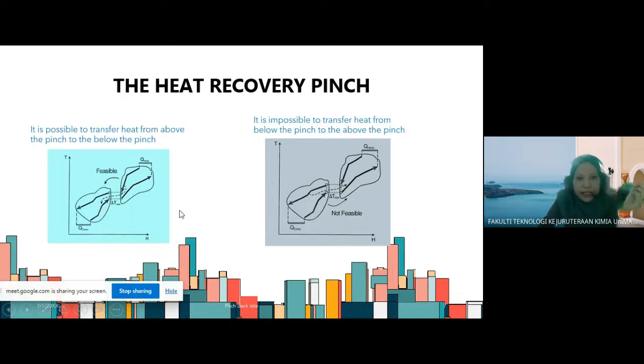What if there is a transfer of heat from the hot stream below the pinch to the cold stream above the pinch here? You can see that the heat is transferred from low temperature to high temperature, which means it is not feasible. So it is possible to transfer heat from above the pinch to below, but the transfer of heat from below the pinch to above the pinch is not feasible.